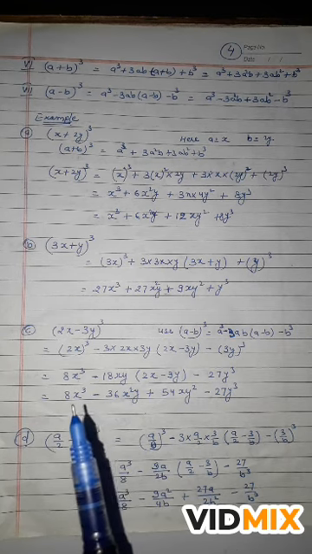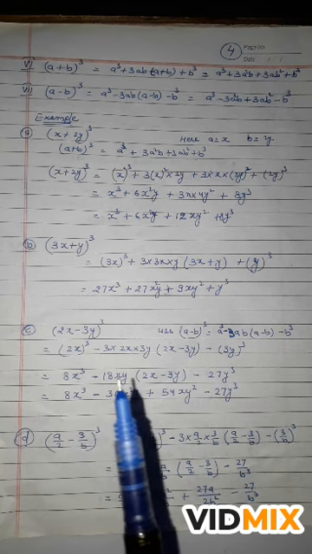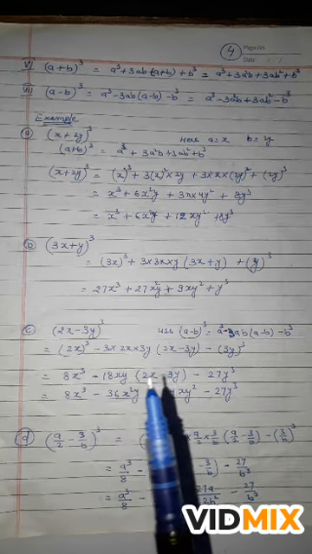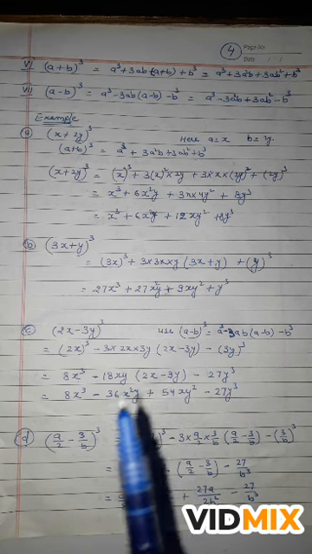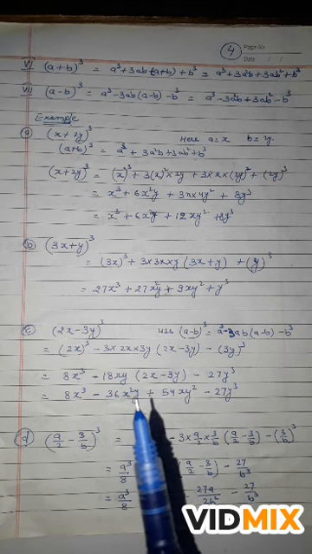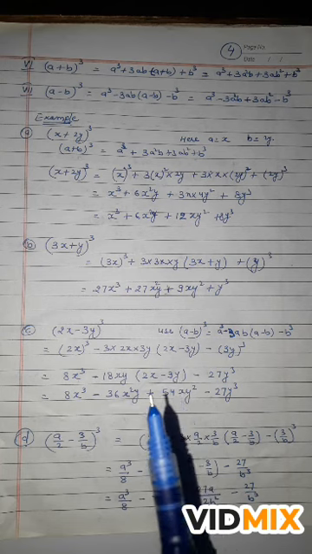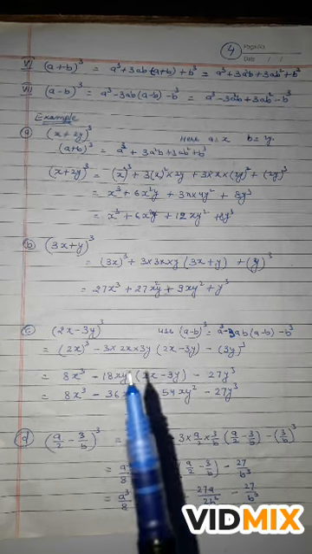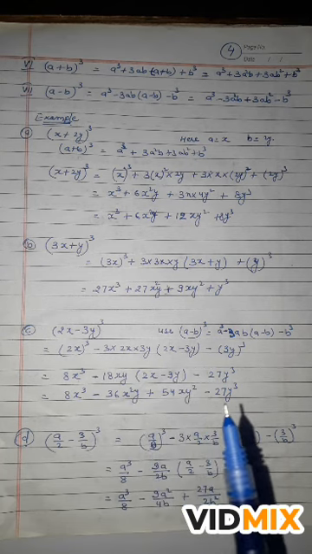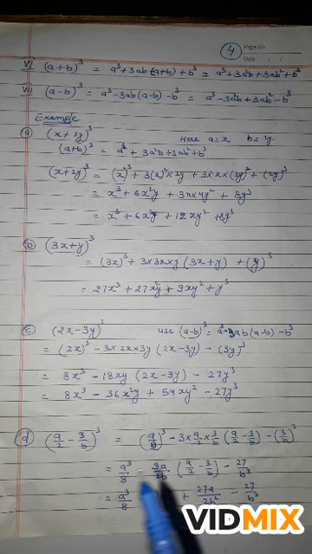Here 8x cube, then 18xy into 2x, so x into x, 18 into 2 is 36, 36x square y. This minus and this minus become plus. 18 into 3 is 54, xy square, minus 27y cube. Likewise we can solve different examples based on this.